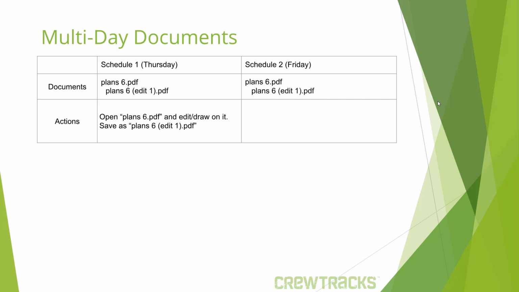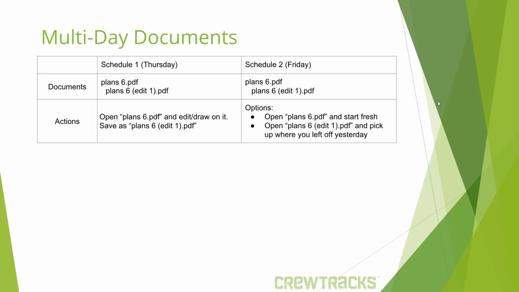Now, when Friday arrives and the foreman is looking at Schedule 2, he has a couple options. He can open plan6.pdf and start fresh. That's the base document. He can start over. Or plan6edit1.pdf will already be there on Schedule 2. So he can open that up and pick up where he left off yesterday. All of his edits from yesterday will have carried over to today's schedule.